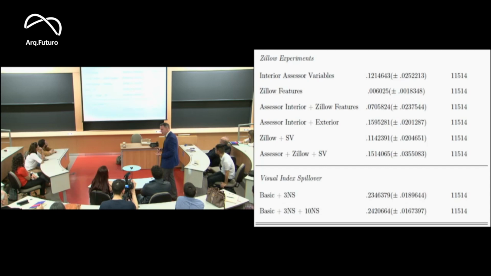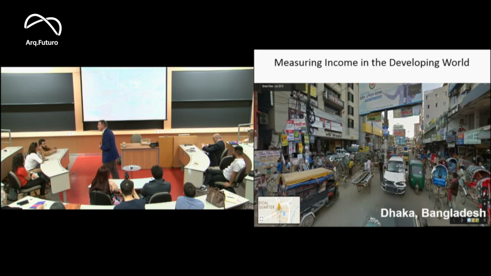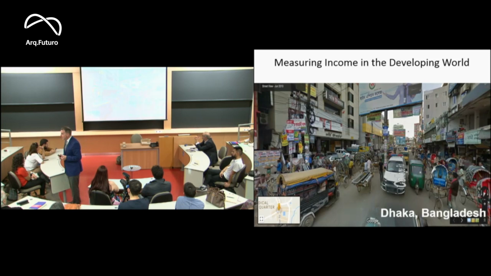Now, the last visualization thing that I want to talk about is measuring income in the developing world. There are whole parts of the developing world where we don't know what's rich and what's poor. Put in a new highway or a new road, you don't know if it got richer or poorer. So what if you could measure income or poverty by looking at the streetscape? What if the streetscape gave you enough information to figure out whether this area was rich or poor? Did it get richer or did it get poorer?